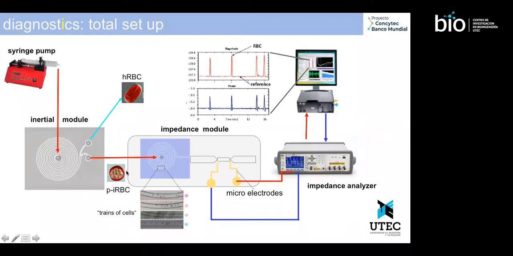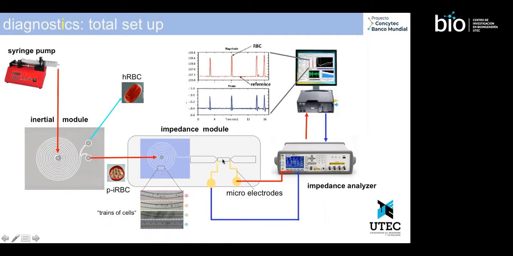Once we have the infected, that goes into the other module. And then in the impedance module, we will try to align the cells in what we call a train of cells. We need the cells to be in one line, because they go through a set of microelectrodes. They have to flow over it, and we want to see them one by one going over the electrodes.